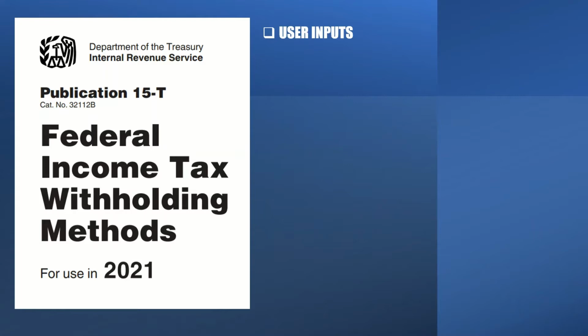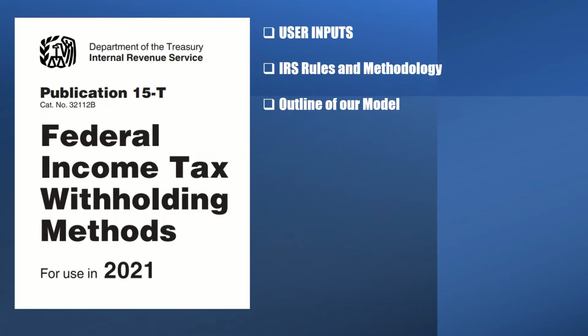So the first thing that we're going to need is the user inputs, the assumptions. And then we're going to look at the IRS rules and the methodology that the IRS uses to calculate tax withholdings. They're going to outline the model, and then I'm going to tell you what functions are going to be used in the model, and then we're going to execute that.